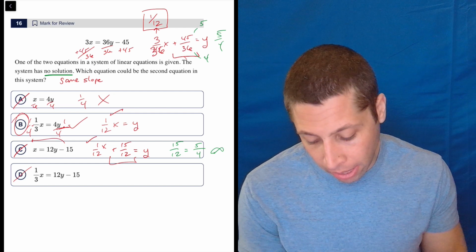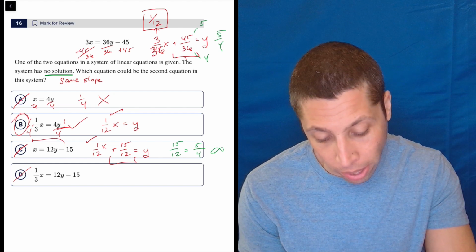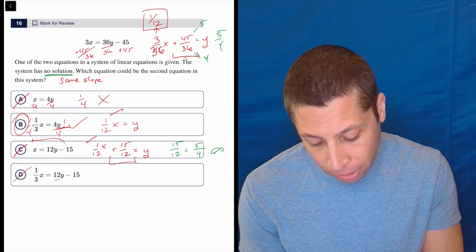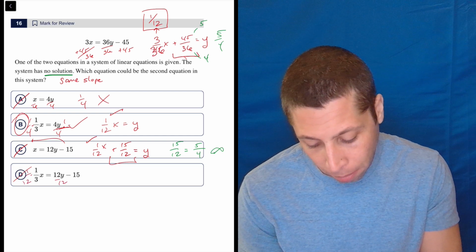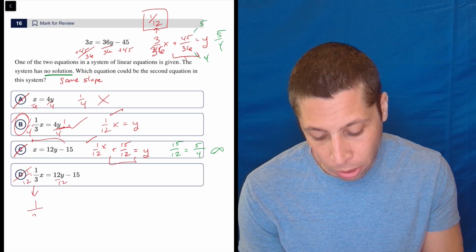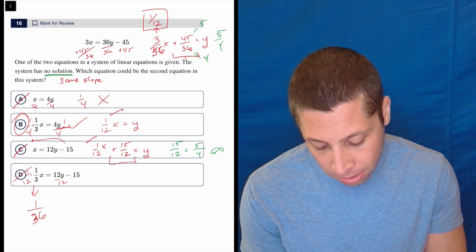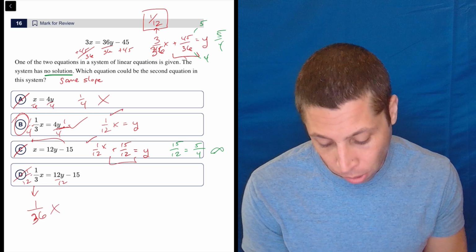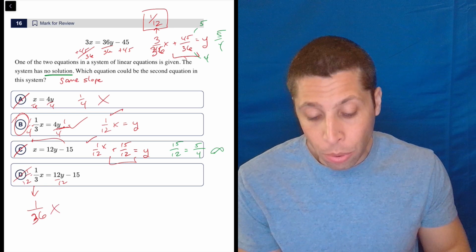And then if I did the same thing in D, I can skip the y-intercept piece because I would just divide by 12, which is the same as multiplying by 1 over 12. So this slope is 1 over 36. Not the same, so wrong. So I don't know, what do you think?